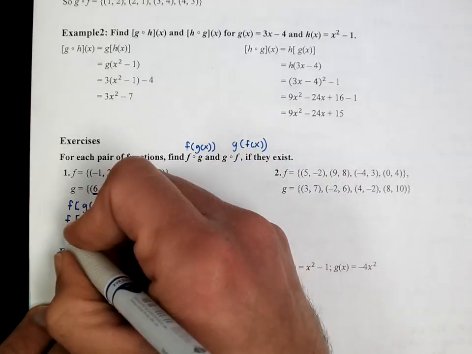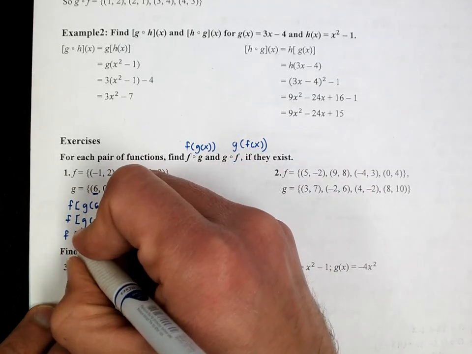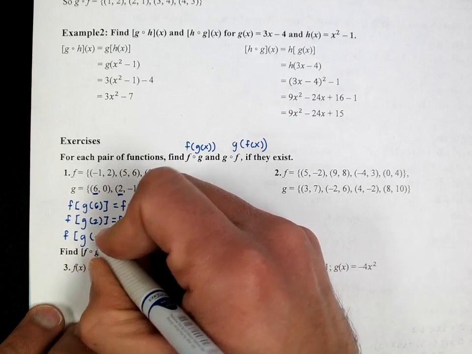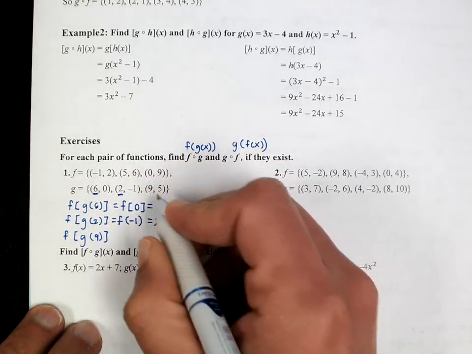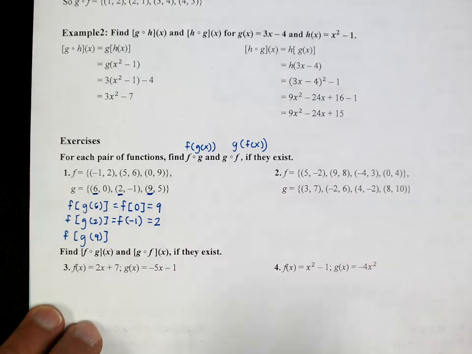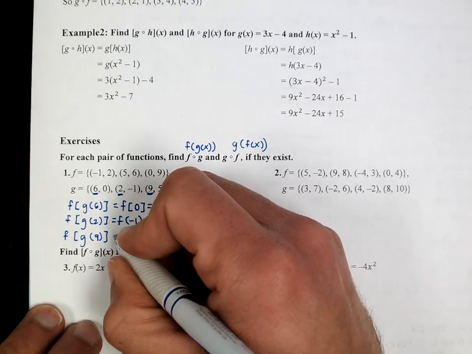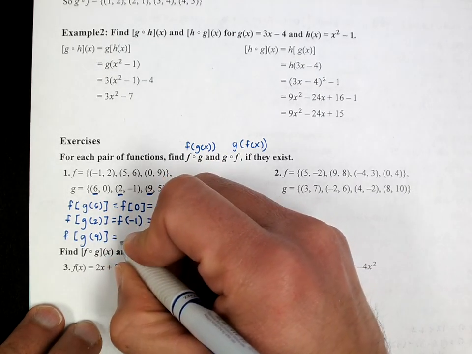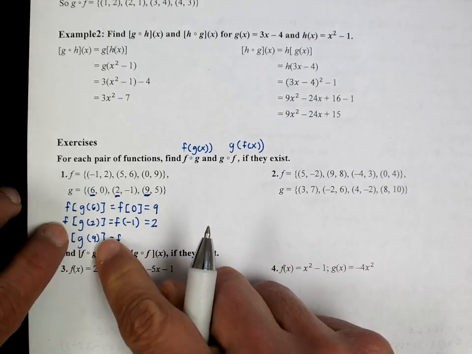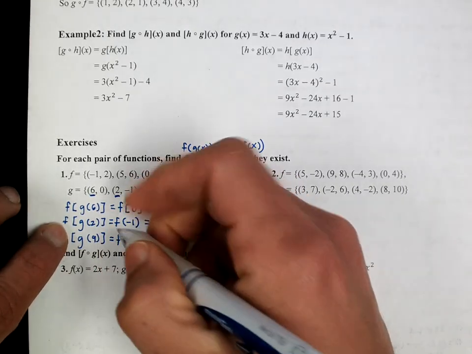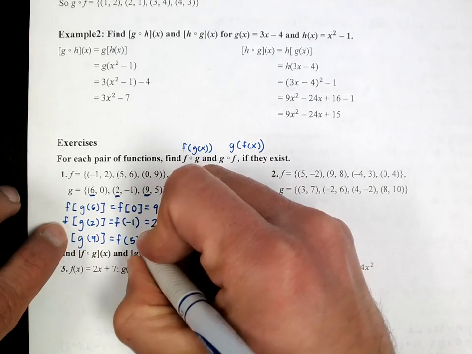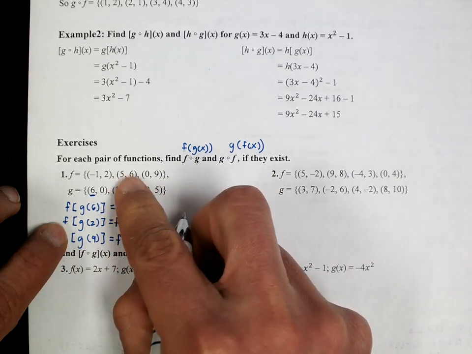Alright, let's do the next one. So now I'm going to go to the next one. So I have f of g of 9. Notice that I'm literally going in the order that I have it up here for g. Alright, so this would be, let's see, g of 9. G of 9 is 5. That's the output. And f of 5 is 6.